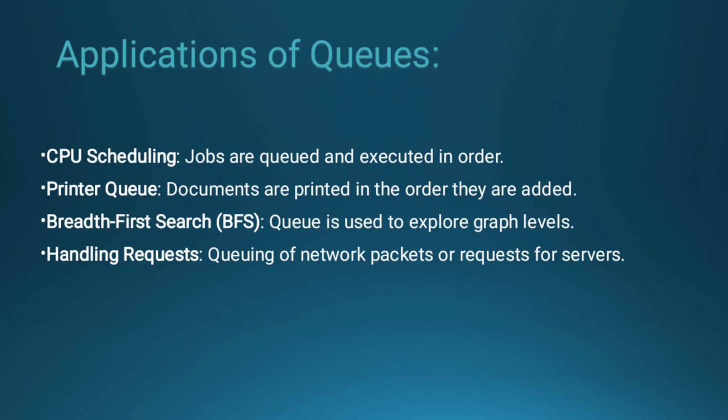Applications of queues. A queue data structure is generally used in scenarios where the FIFO approach, first in first out, has to be implemented. The following are some of the most common queue applications in data structure, that is CPU scheduling, printer queue, breadth first search, handling requests.